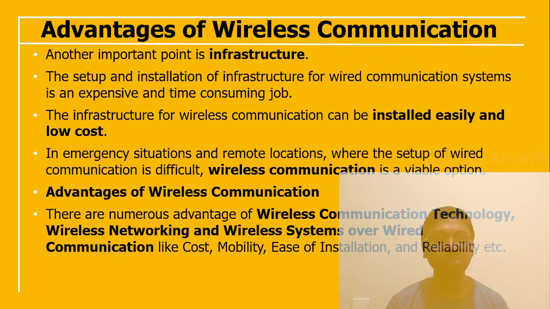We'll see another feature, that is infrastructure. The setup and installation of infrastructure for a wired communication system is very costly, expensive, and a time-consuming job. Infrastructure for wireless communication can be installed easily and at low cost. In emergency situations and remote locations where setting up wired communication is difficult, we prefer wireless communication. So why do people use wireless communication, and who is behind it?